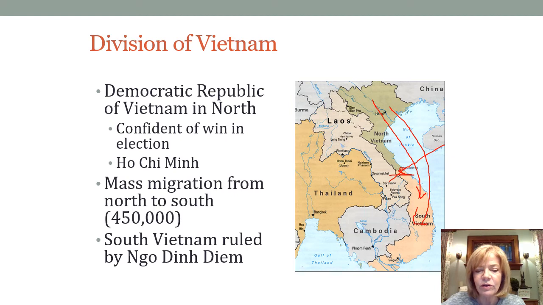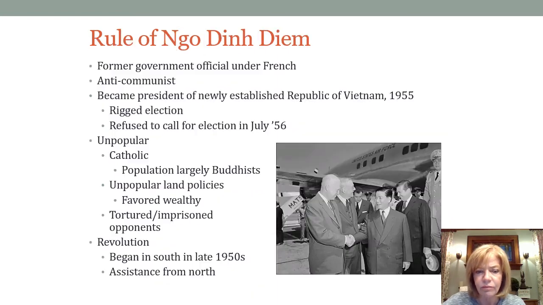So in the South, the ruler is going to be a guy by the name of Ngo Dinh Diem, right? He's the one I was showing you in the picture with Ho Chi Minh. So you got Ho Chi Minh in the north under communism, and Ngo Dinh Diem, who is kind of a puppet leader, or what the United States believes is a puppet leader, in the South.